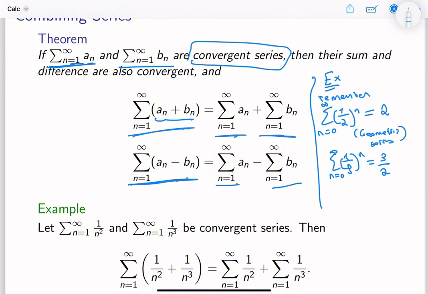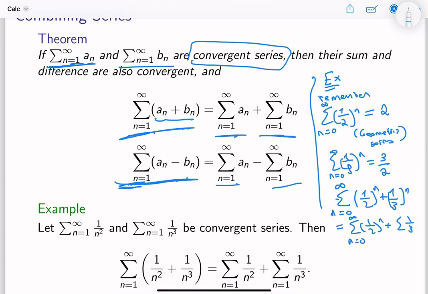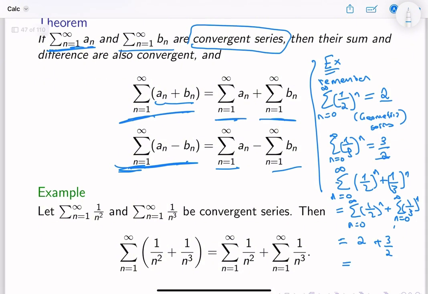And thus what this is saying is that if you sum 1 over 2 plus 1 over 3 to the n, from n equals 0 to infinity, if you take this sum as one sum, this is the same as summing the first sum, 1 over 2 to the n, plus the sum of 1 over 3 to the n from n equals 0 to infinity, and this is the same as taking this 2 and this 3 over 2, and this is the number that we get. So this is 7 over 2, right?